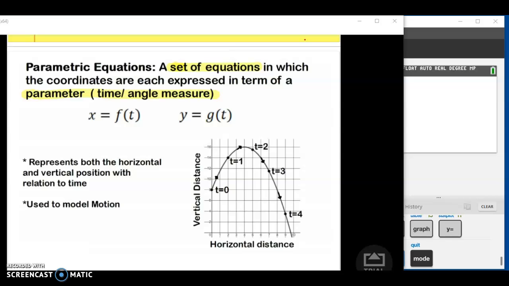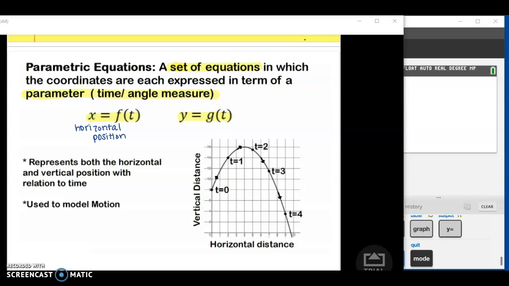So we're going to have two equations now for our parametric equation. We're going to have an x equals equation and a y equals equation. So these are called parametric equations. You're used to working with just one equation, which is called a rectangular equation. So the x will represent our horizontal position.